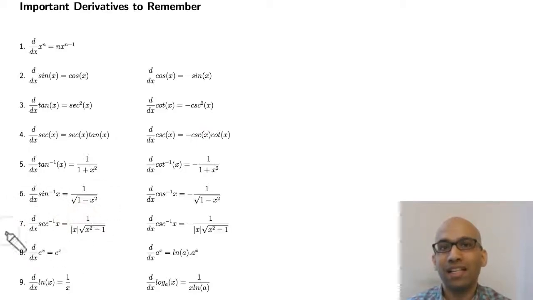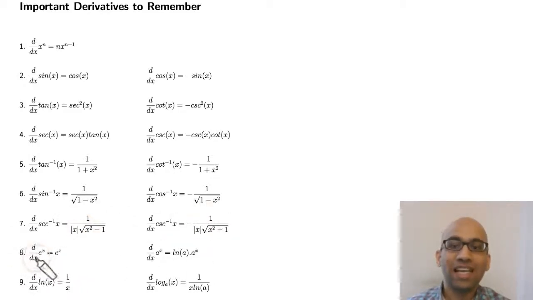And then finally, the slightly difficult one to remember is d/dx of secant inverse x, which is 1 divided by x times the square root of x squared minus 1. And if you can remember that, cosecant inverse x is just going to be the same as secant inverse x except with a negative sign.